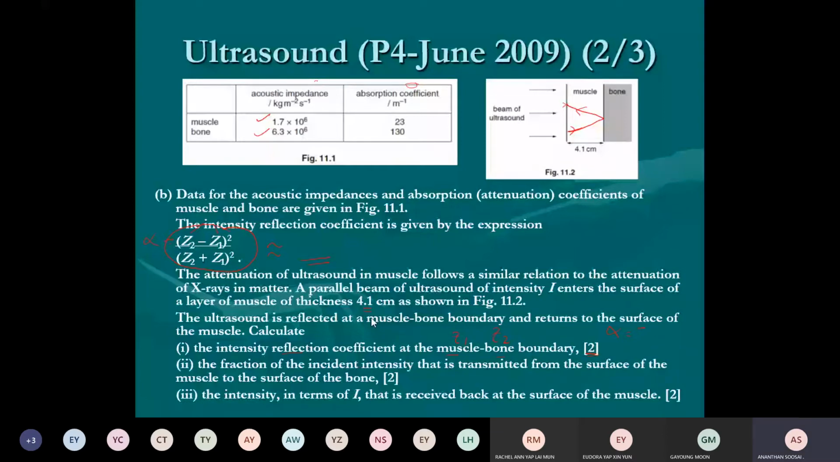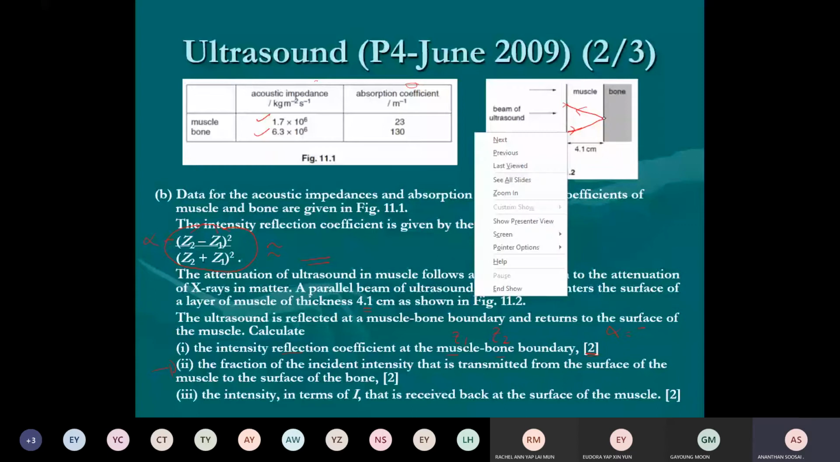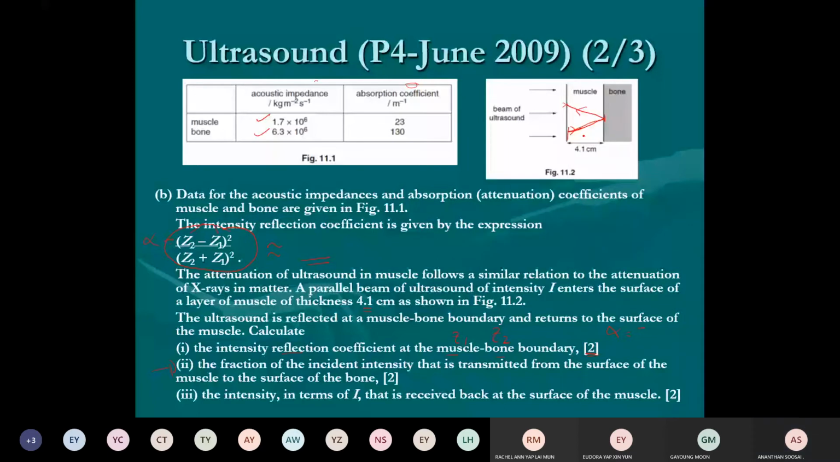Okay, look at number 2, part 2. The fraction of incident intensity that is transmitted from the surface of the muscle to the surface of the bone. What formula do you need to use? What is the fraction of the incident intensity that is transmitted from the surface of the muscle to the surface of the bone? That means from muscle here to here. They tell from here to here, so the first movement. What formula must you use?